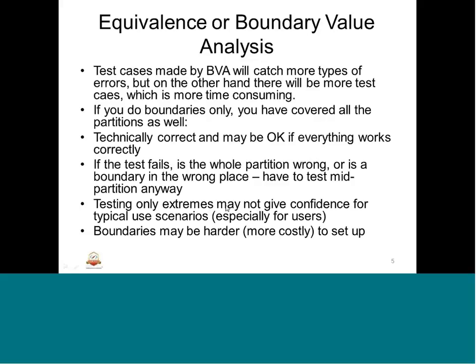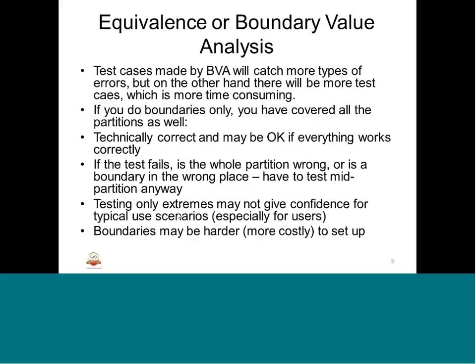Testing only extremes may not give confidence for typical use scenarios, especially for users. As I said, we need to have an intermediate value, a good value as well, like 5, when you consider the range as 1 to 10. Usually the system works from 1 to 10, like 2, it could be 3 or 5, 6, whatever it is. So it is better to identify one intermediate value.